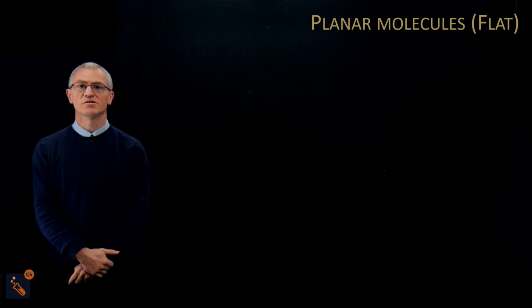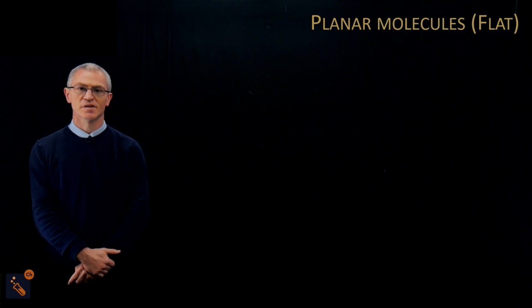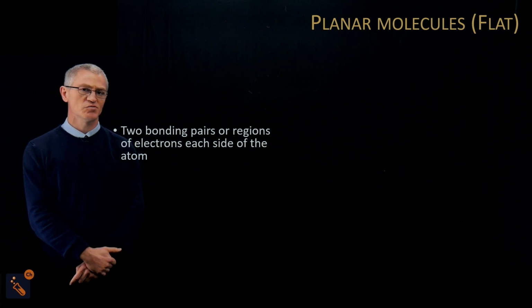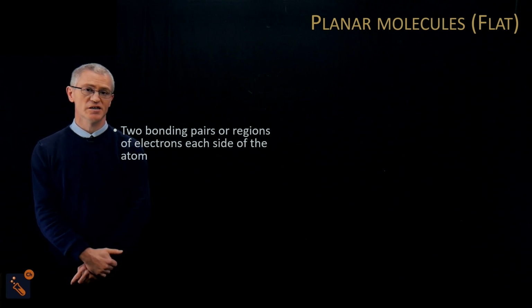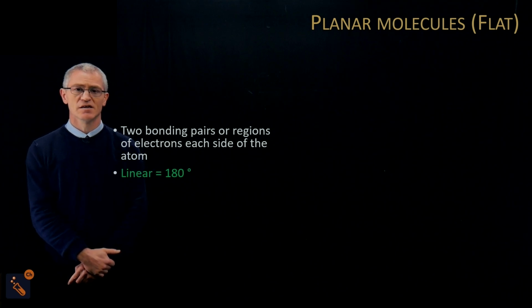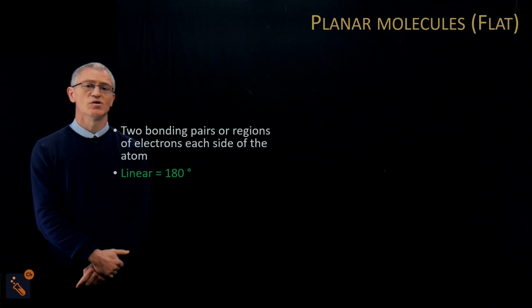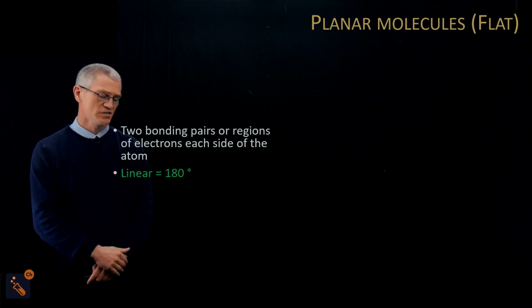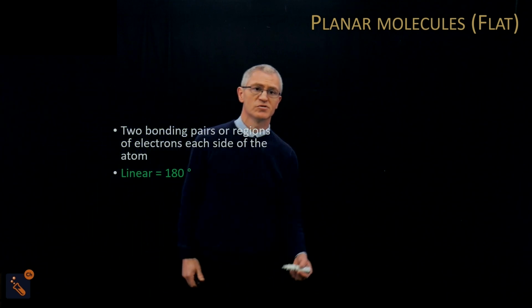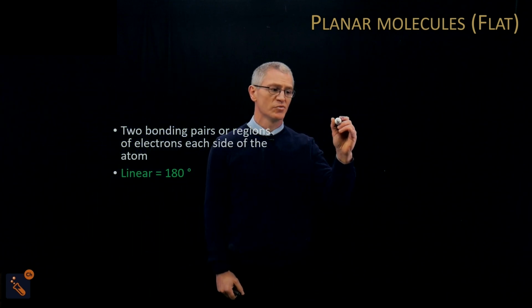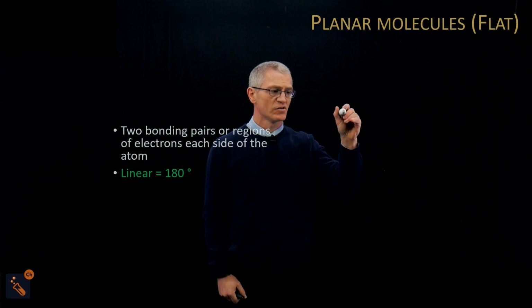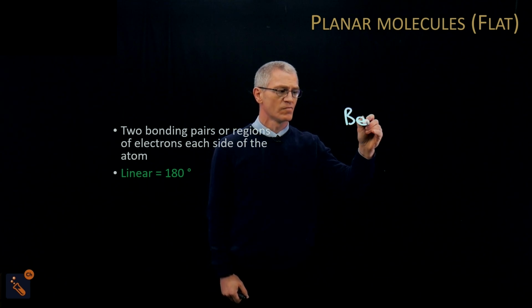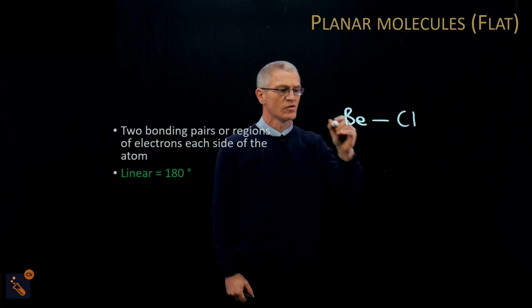We're now going to talk about 2 further angles which are both planar, which are both flat. So the first one is when you have 2 bonding pairs or regions of electrons each side of the atom. Now that is called linear, and that is 180 degrees. So another angle, linear, 180 degrees. Now, two examples of linear, which are the most common, is when you have examples with beryllium, and we have beryllium chloride here.